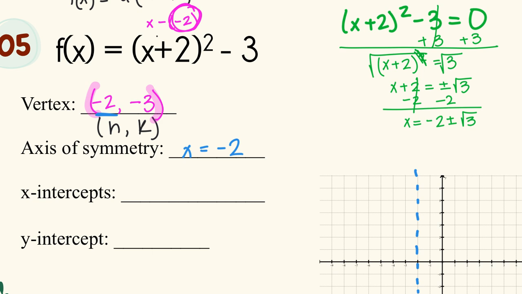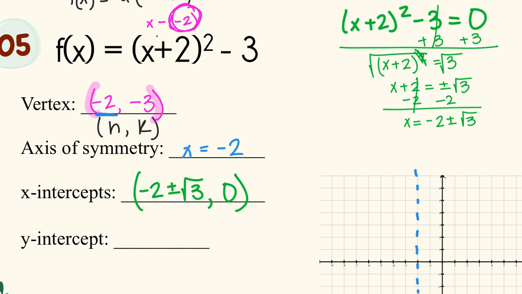So my x-intercept is going to be, remember, I have to write it as an ordered pair. I have my x, -2 plus minus square root 3. And remember, we set it equal to 0, so that means y is 0. Can I graph this? I mean, if I had a calculator, yes, but we're not going to have a calculator. So I'm not going to graph this one.